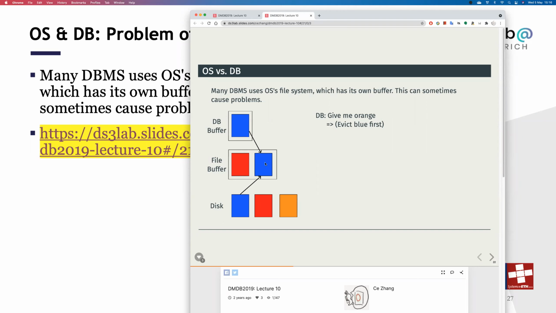Okay. By default, your operating system also has a write buffer, right? Essentially, whenever you say, okay, write this page to the file, often it's going to cache it in the write buffer. Okay. Thank you. Right, that makes sense.